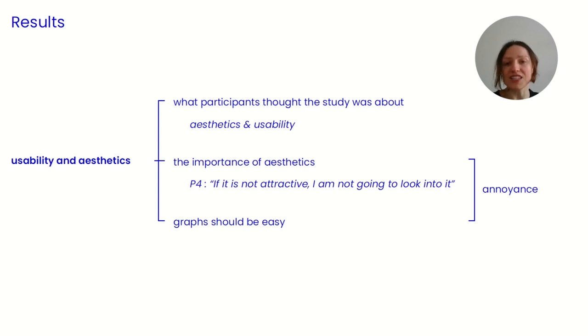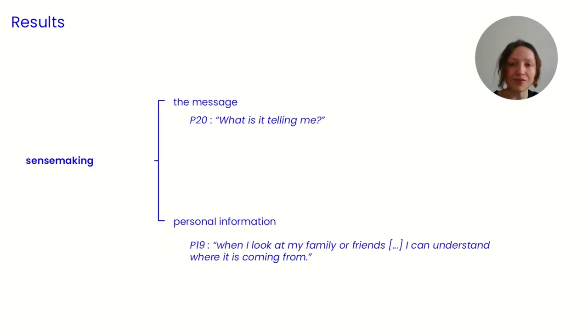So our first cluster is usability and aesthetics. Despite using questionnaires that assess the hedonic qualities and emotional aspects, participants thought our study would be about the aesthetics and the easiness of the graphs. Participants mentioned that these elements influence what you think of a visualization and whether you actually want to look at it. Moreover, graphs should be easy. If this isn't the case, or if the aesthetics don't align with the participant's standards, it results in annoyance towards the visualization.